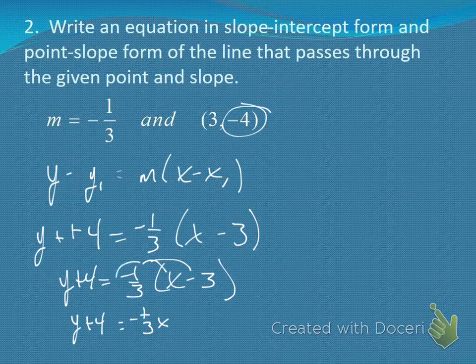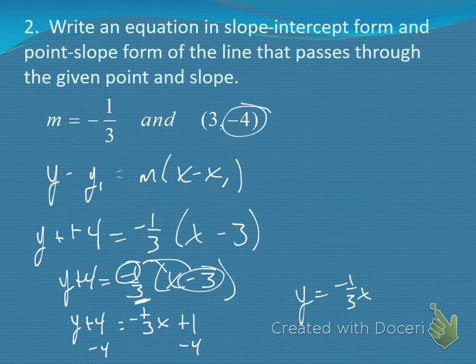Well, all you got to do is take the numerator times this guy and then divide by the denominator. So negative 1 times negative 3 is positive 3, and then positive 3 divided by 3 is positive 1. So not as tough as it looked. Now we're just going to subtract 4 from both sides. And we get y equals negative 1/3 x minus 3. And there you go. Okay?